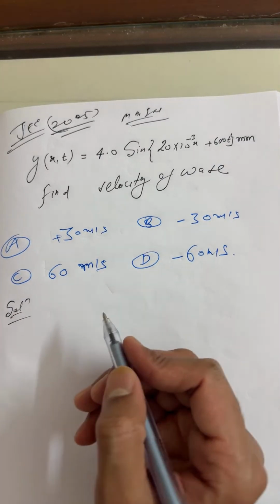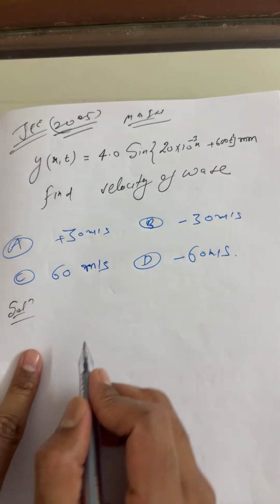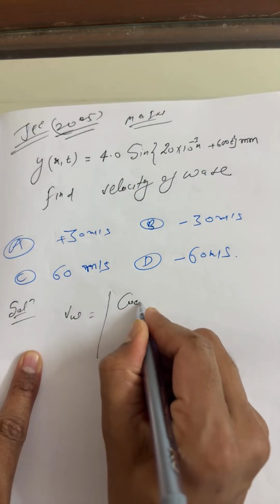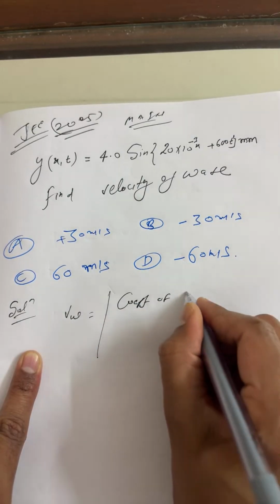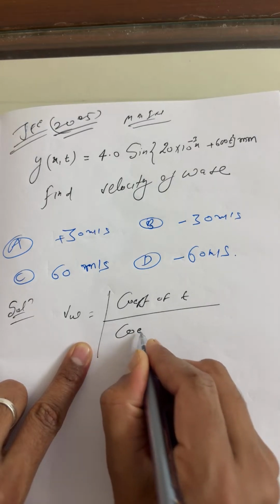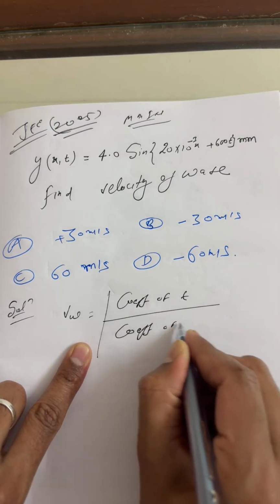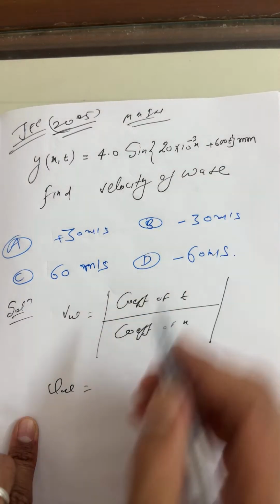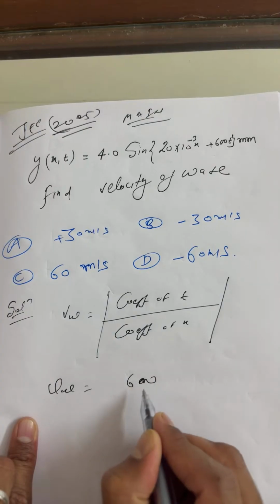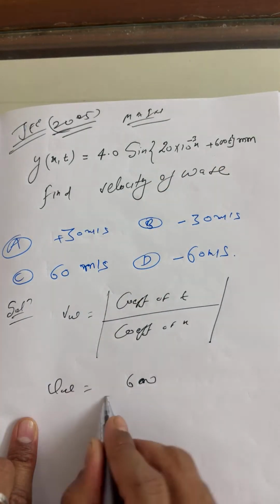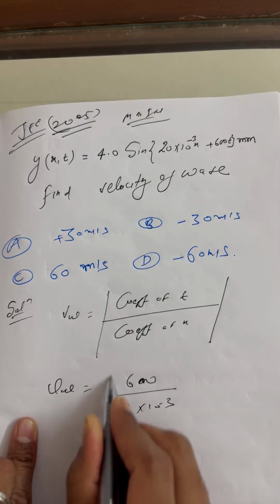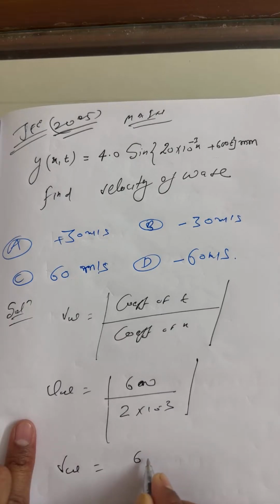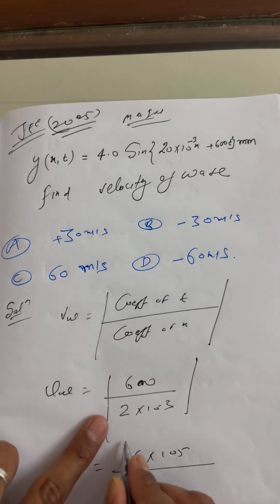As I said in the classroom, the velocity of the wave we can find simply as the coefficient of t upon the coefficient of x. The coefficient of t is 600 here. And the coefficient of x is 2 into 10 to the power minus 3, in mod. So we can write 6 into 10 to the power 5 upon 2.